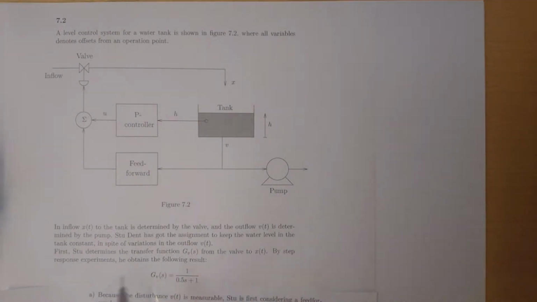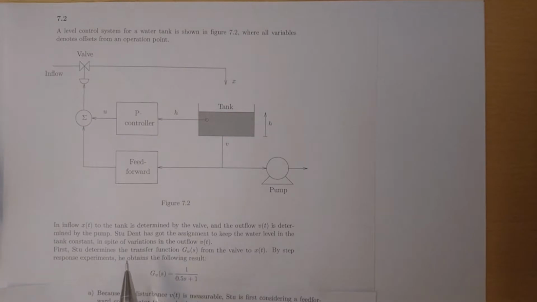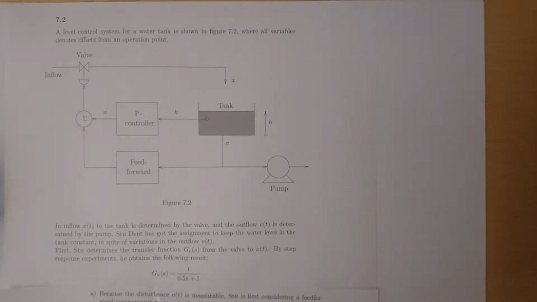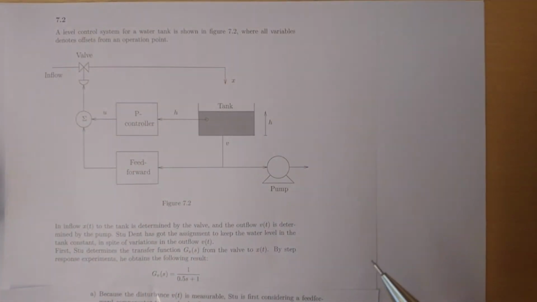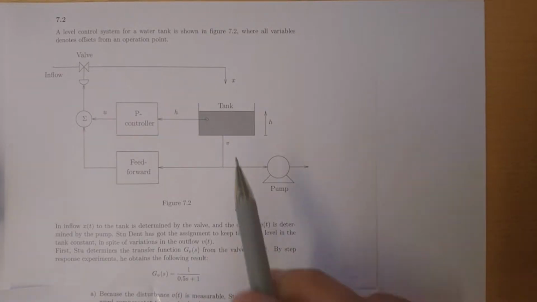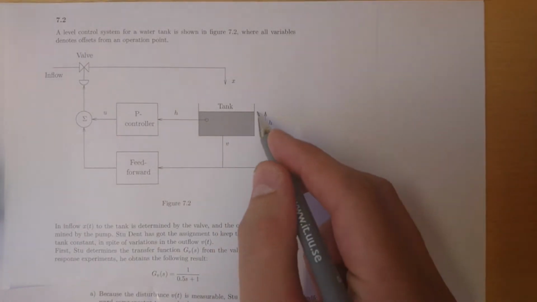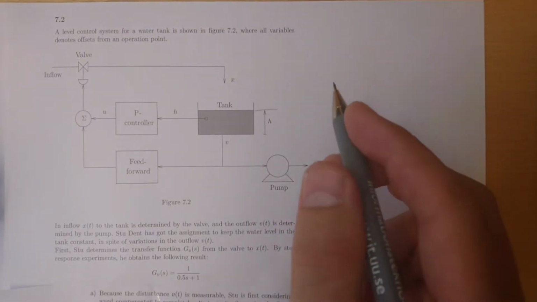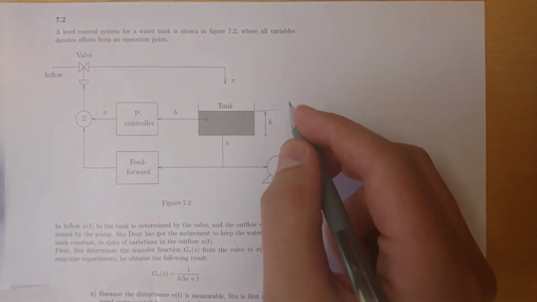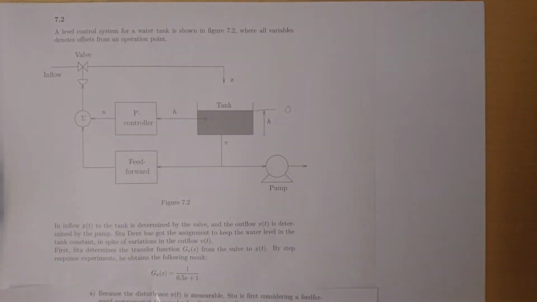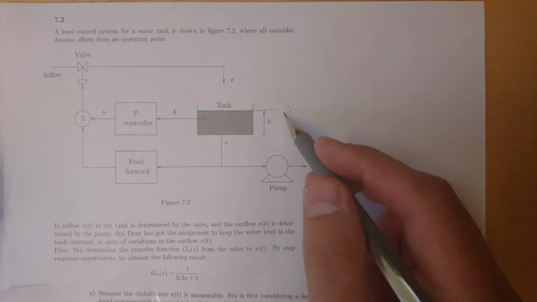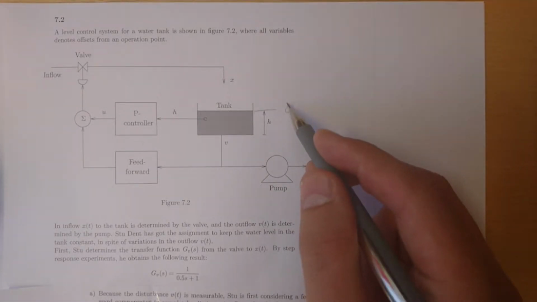And the exercise says that we have a guy called Stu Dent, a funny name. He's got the assignment to keep the water level in the tank constant in spite of variations in the outflow v(t). It's also said up here that all variables denote offsets from an operation point. So what this means is that he wants the water level to be 0. There's some certain level that in this operation point is chosen to be the 0 level. So that's what we want. Anything below that level is regarded as a negative value, and anything above is positive.